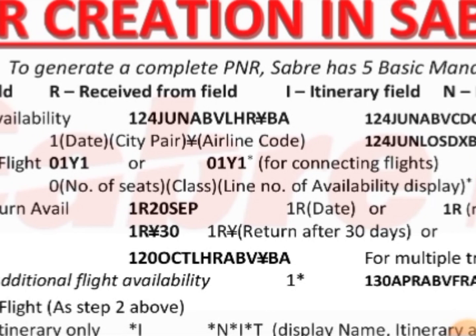So first of all, you start with display availability. So you display availability of flight, time, class of the flight. So first of all, 1 is constant, then followed by date. That's 24th June, city pair, Abuja, London Heathrow, close of Lorraine, then airline code, that's British Airways. That's how to display availability. It will display the itinerary for you.